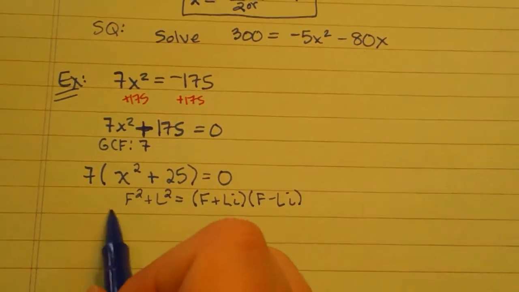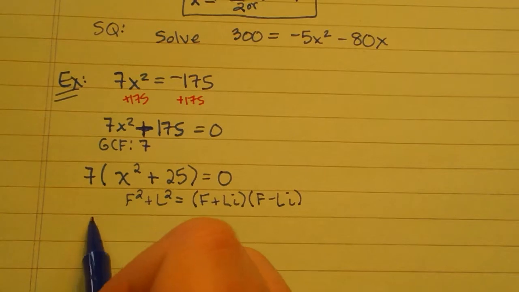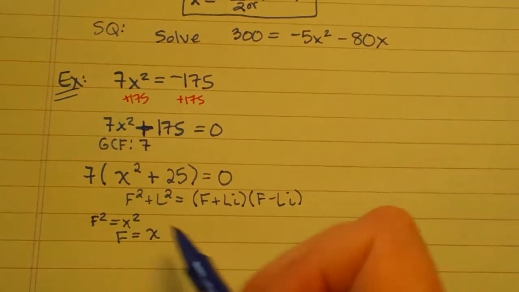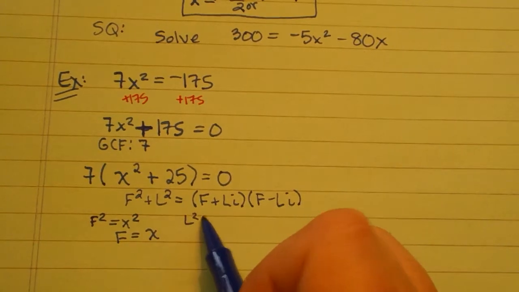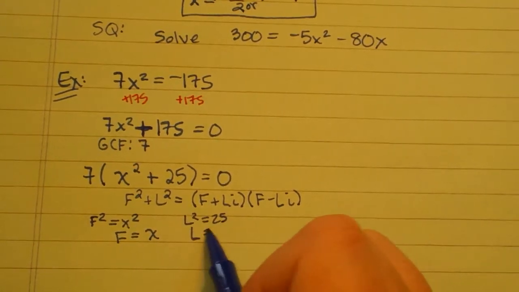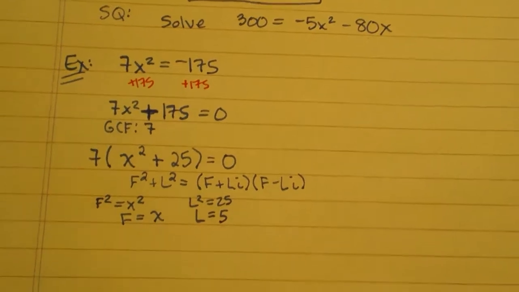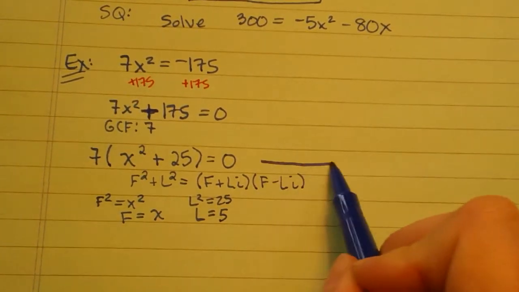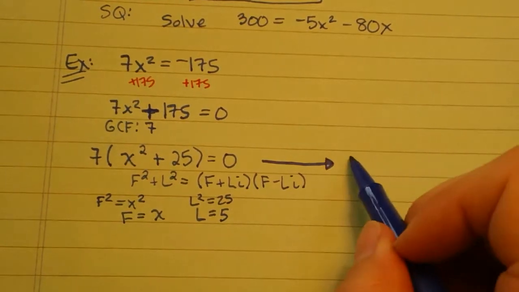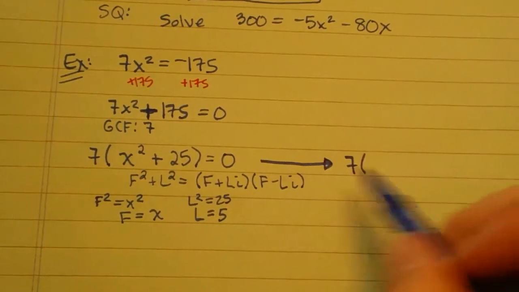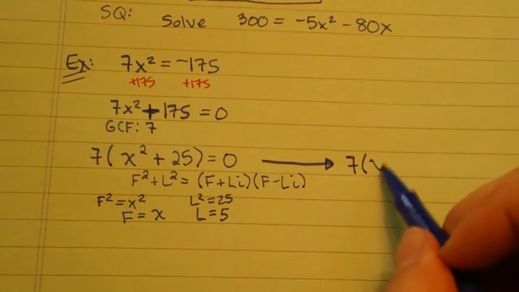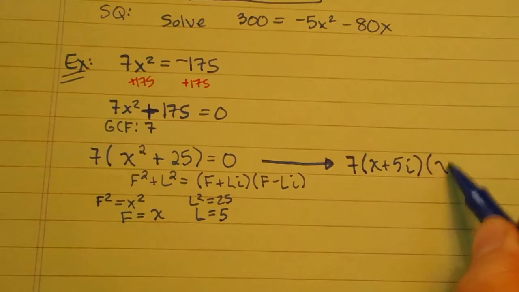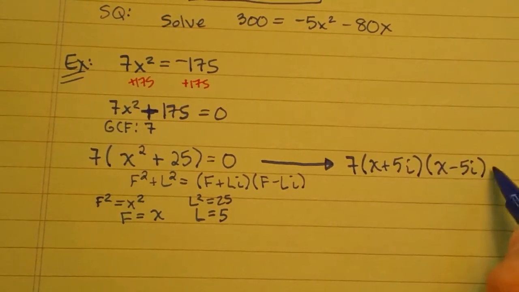Then I want to figure out, since f squared is x squared, that tells me that f is going to be x. And since l squared is 25, that tells me l is going to be 5. Then I'll go ahead and factor x squared plus 25 equals 0. So I have 7 times f plus li, so x plus 5i, times f minus li, or x minus 5i, equals 0.